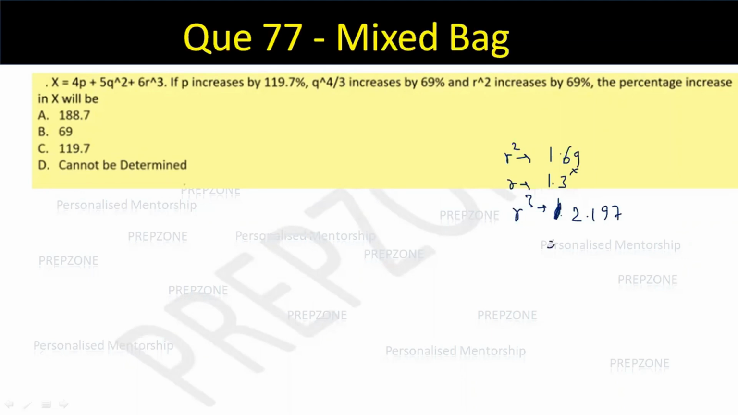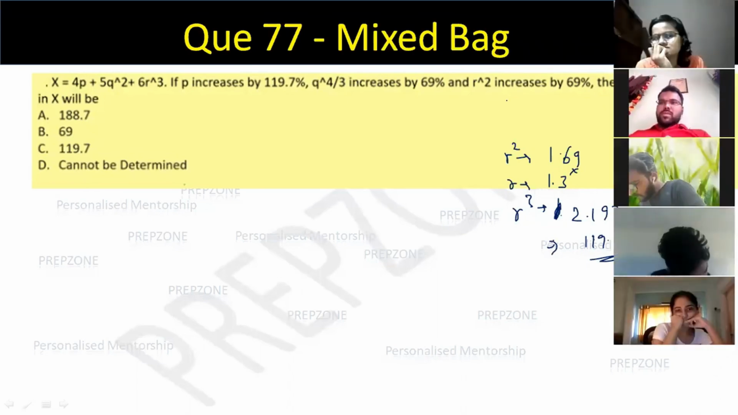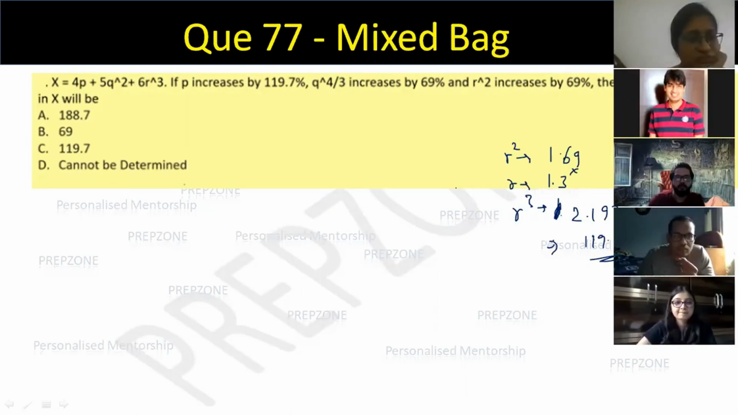So it is increasing by 119.7%. Okay. Then for Q, I was stuck. So Q square is given. Q square, wait, Samriti. Now, why do you have to check for others?